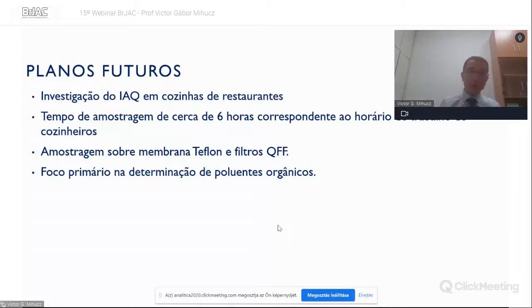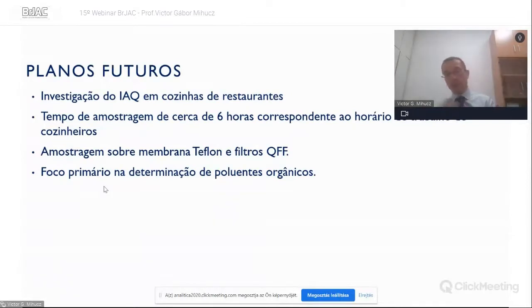And I would like to go further. We have a joint venture with colleagues from Italy on indoor air quality in restaurant kitchens. A big challenge, and our ambition is now to sample for only 6 hours. Unfortunately, or fortunately for the cooks, they are not working for 8 hours. They are mainly working during 6 hours. So I think we consider separate sampling onto Teflon membrane, or for the oxidative potential on quartz fiber, but not from the same one. And the primary focus will be mainly on the organic pollutants and not on the inorganic.